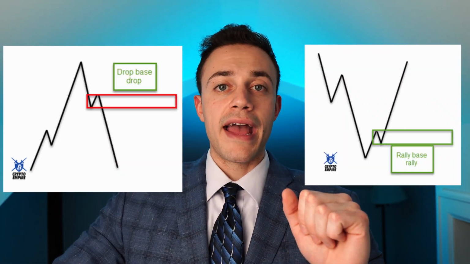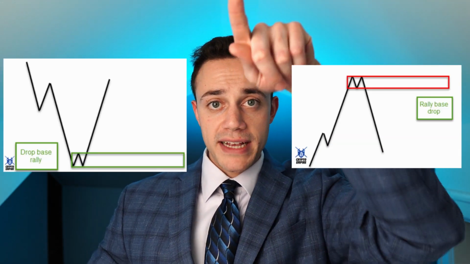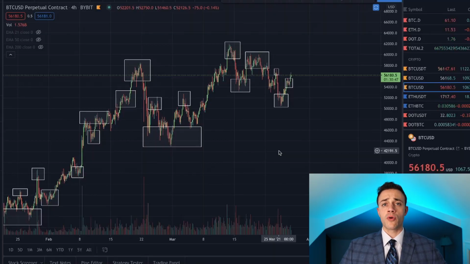We have 4 formations, 2 continuation patterns, 2 reversal patterns. Continuation patterns would be rally, base, rally, and drop, base, drop. And then the reversal patterns would be drop, base, rally, and then rally, base, drop. So we're gonna jump into the chart right now, so I'm not talking with my hands through the entire video, so let's go.